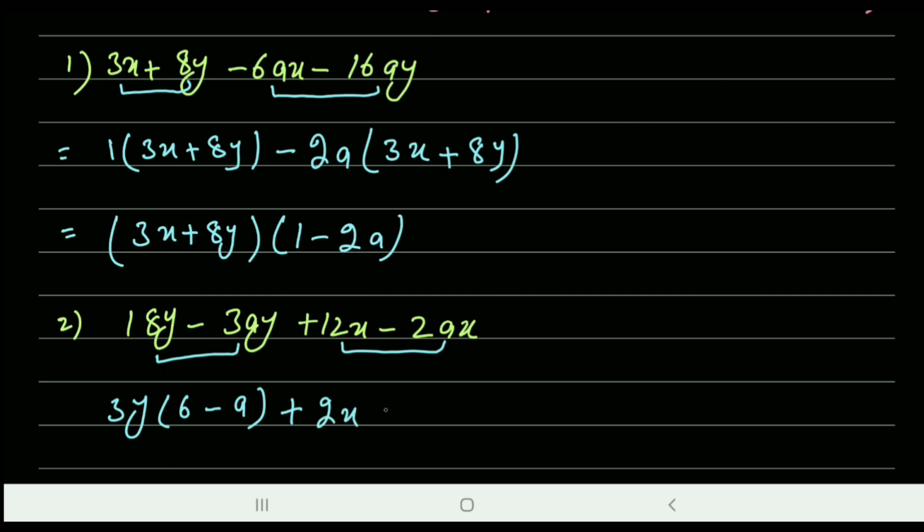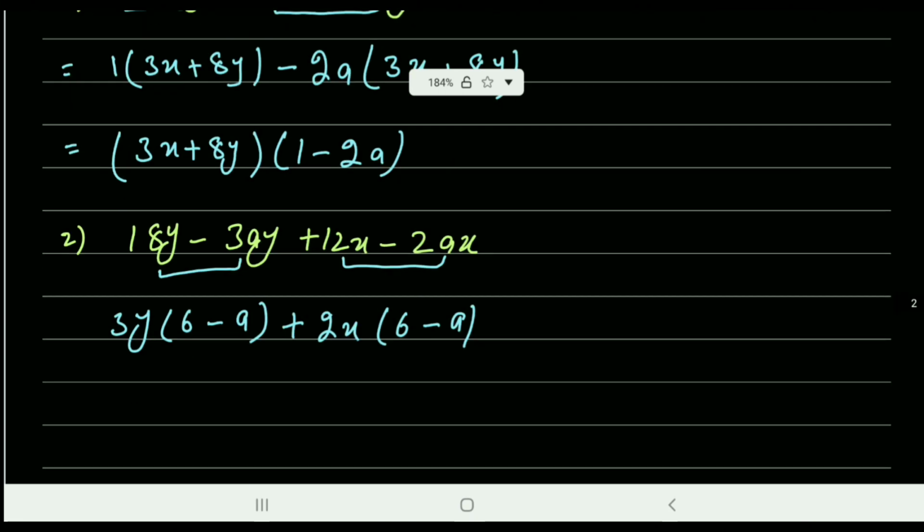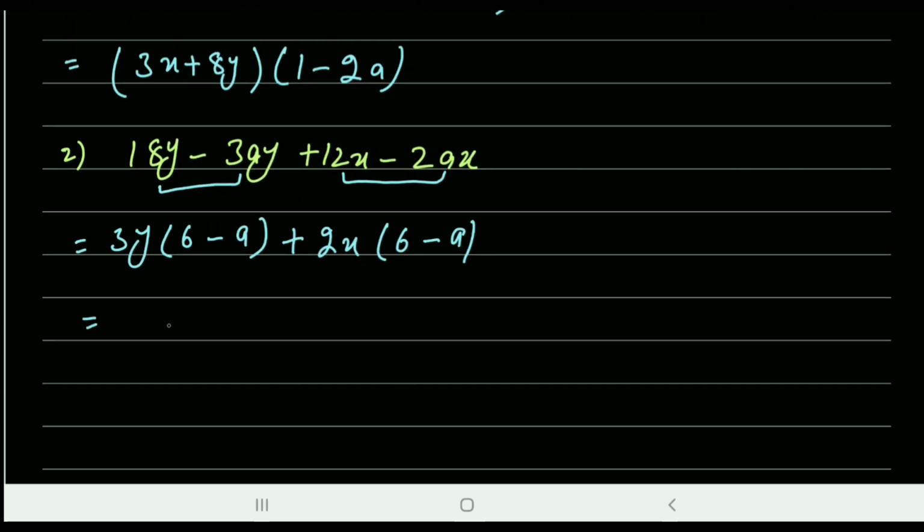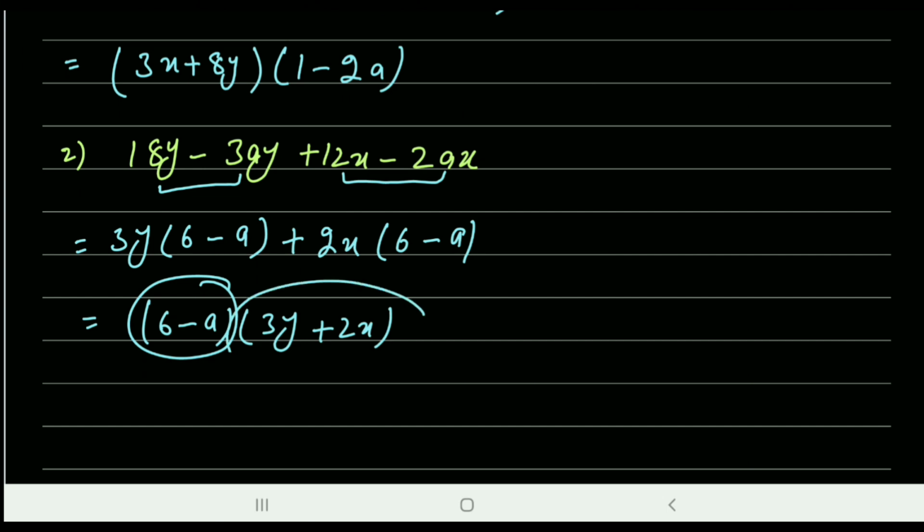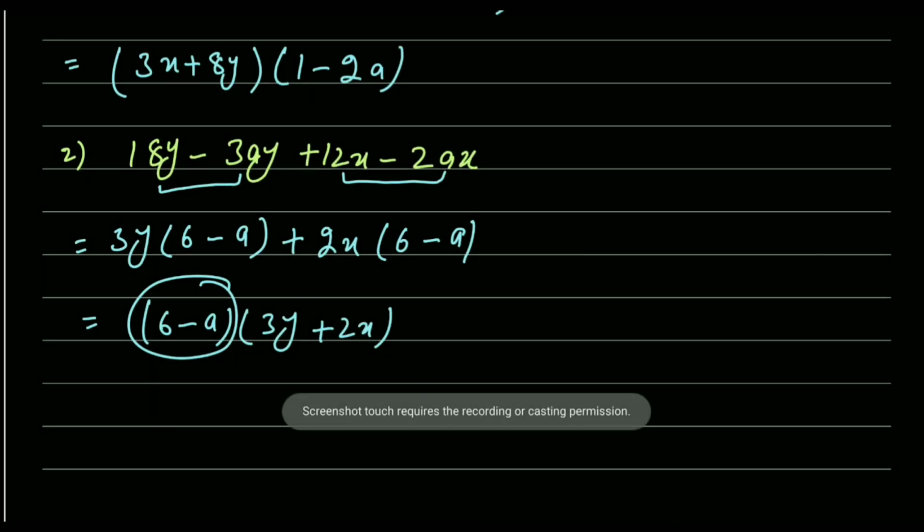And 2x is common. So 6 minus, here you will not change that sign because you have taken the positive sign common. So 2x is common, a is left inside. You can see both our brackets are exactly the same with sign. So 6 minus a will be written in one bracket, 3y plus 2x in the other bracket. It doesn't matter which bracket you write first. It's up to you. With both ways your answer will be correct. Okay.